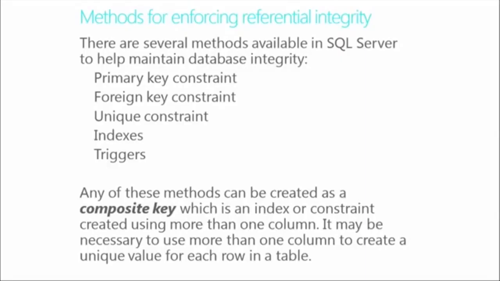All right, so methods for enforcing referential integrity. We just introduced primary key, foreign key, unique constraint, indexes, which we haven't talked about yet, and triggers. Here's the idea of a composite key. Let's say we have a table that contains driver's licenses. If my driver's license for Arizona is BR549, if anybody remembers that reference to an old TV show, and Pete's driver's license is also BR549, how can we make that a unique key in a table?